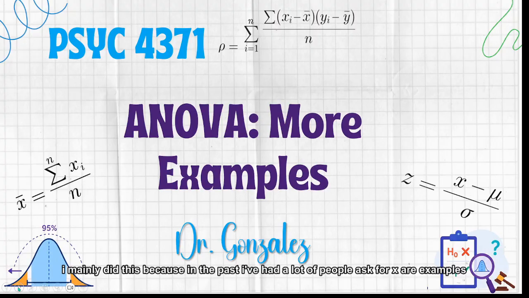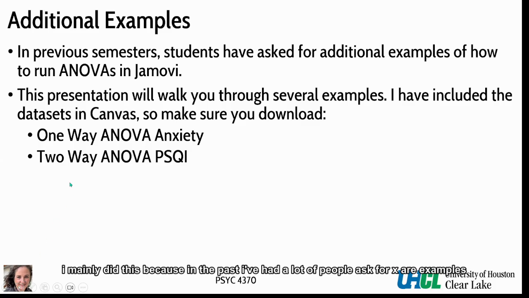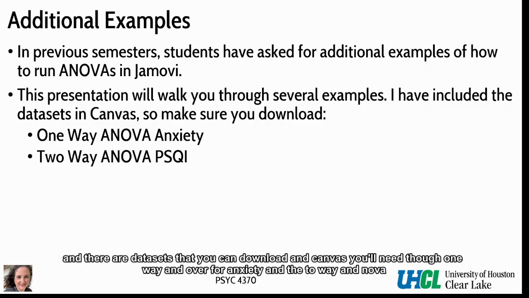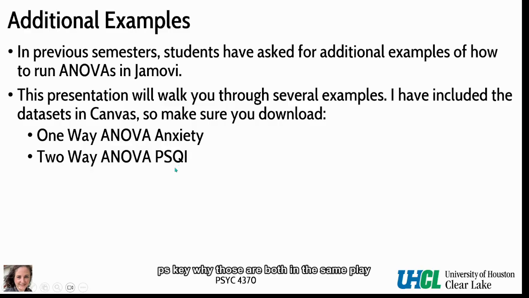I mainly did this because in the past I've had a lot of people ask for extra examples, so in this presentation I'll walk you through two more, and there are data sets that you can download in Canvas. You'll need the one-way ANOVA for anxiety and the two-way ANOVA PSYC. And those are both in the same place where you found this video. So I'm going to be walking you through that, and I'll have Jamovi open as well as we go through it.